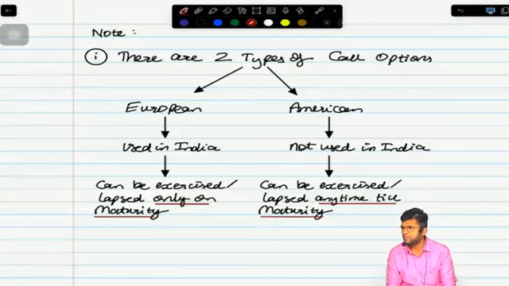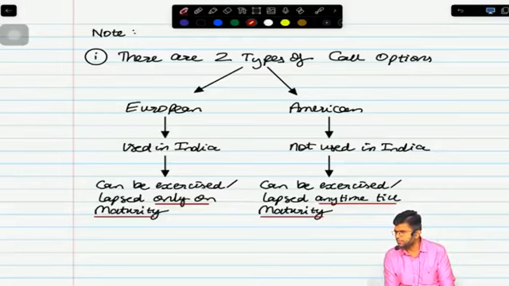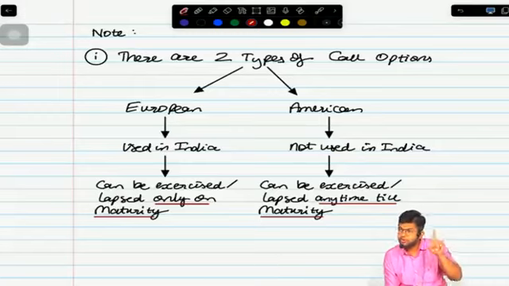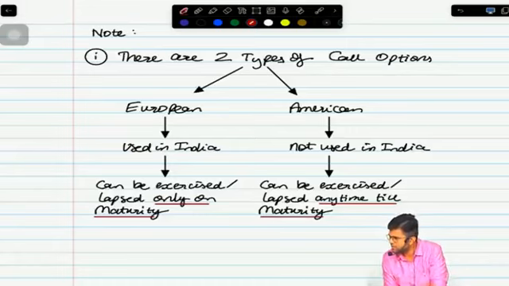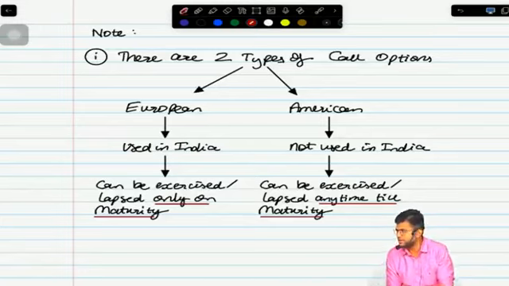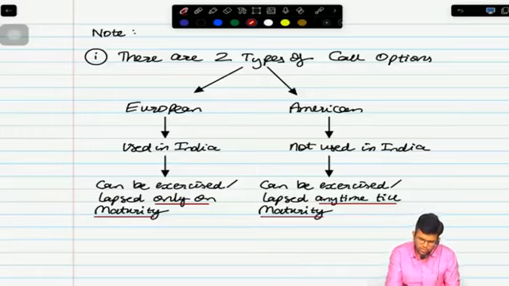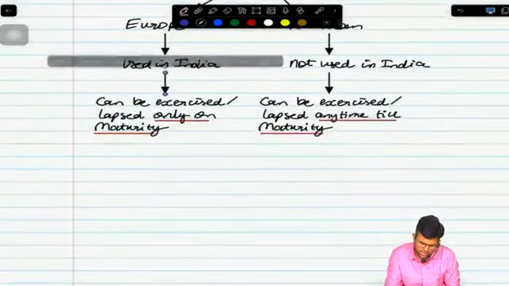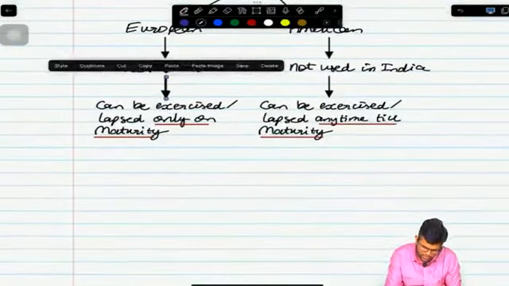Understood the difference between both? In our whole explanation, it was about European only: on the due date, if S1 is greater than K, it is in the money. In an American option, you can check whether it is in the money or out of the money anytime before the due date also. If midway you find it in the money, you can go and exercise. That is the meaning of an American option. Everyone clear? You can just write one more line here.